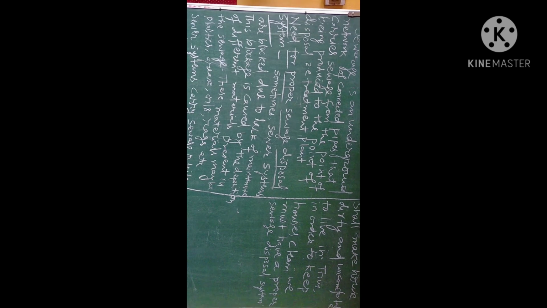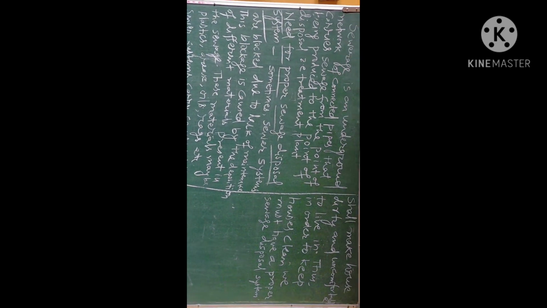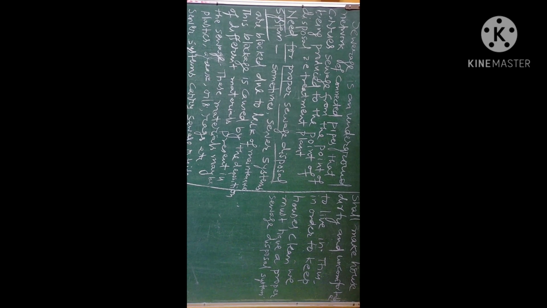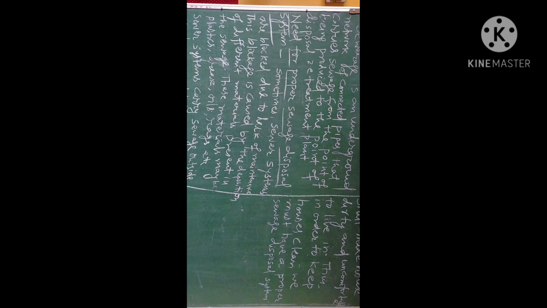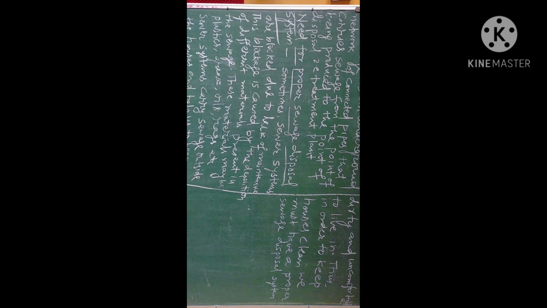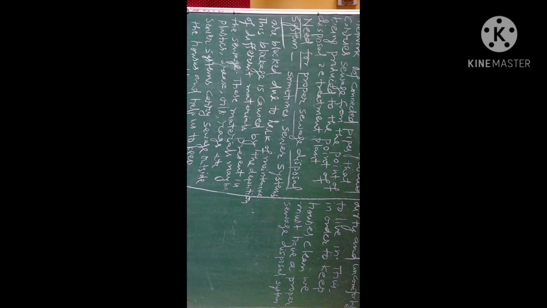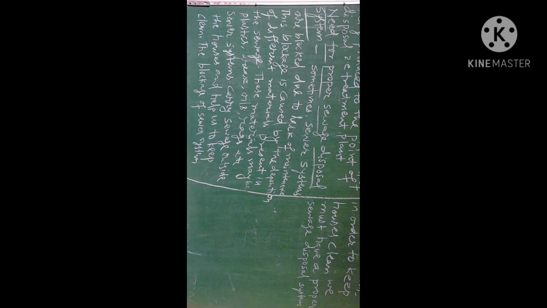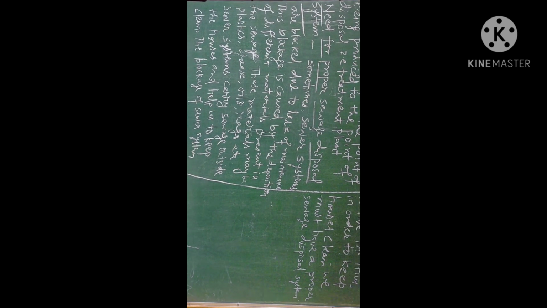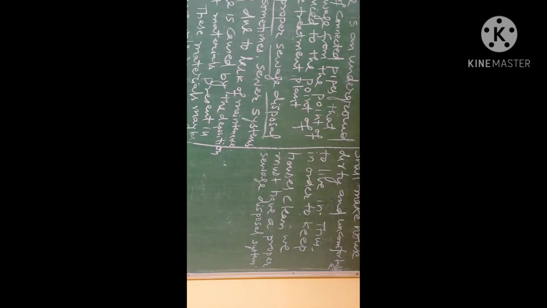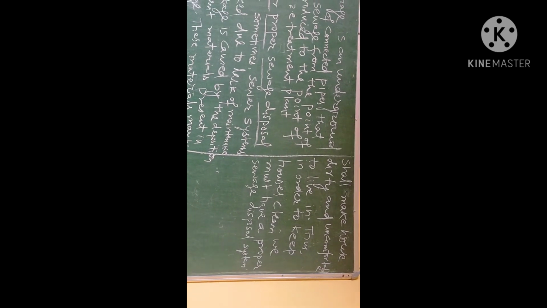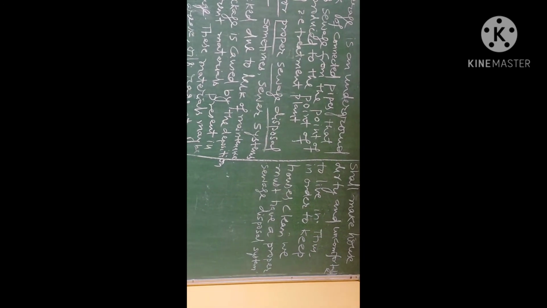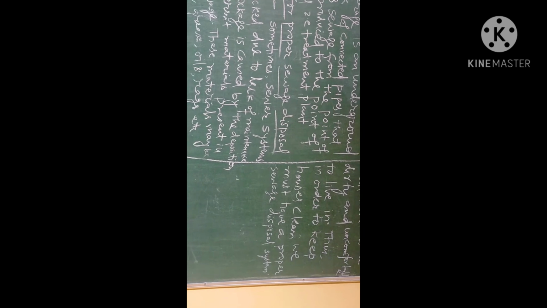Now the question arises, why is there a need for a proper sewage disposal system? Just see, sometimes sewer systems are blocked due to lack of maintenance. This blockage is caused by the deposition of different materials present in the sewage. These materials may be plastics, grease, oil, rags, etc. Sewer systems carry sewage outside the houses and help us to keep clean. The blockage of a sewer system makes the house dirty and uncomfortable to live in. Thus, in order to keep houses clean, we must have a proper sewage disposal system.